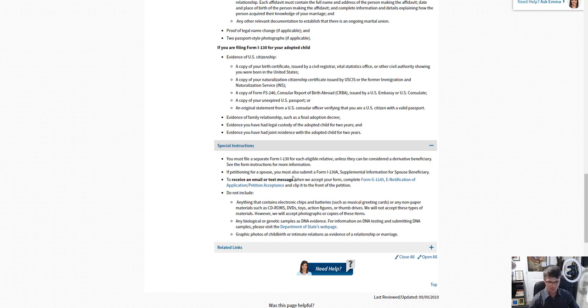provide that form separately. You can also elect to receive email or text message updates whenever the form is accepted. I do highly recommend for you to do that. It's really nice because if you have the receipt number, you can always go to uscis.gov and check the status of your application, but it is really nice to have those updates coming straight to your phone and you just knowing right away whenever something is updated, whenever something happens.